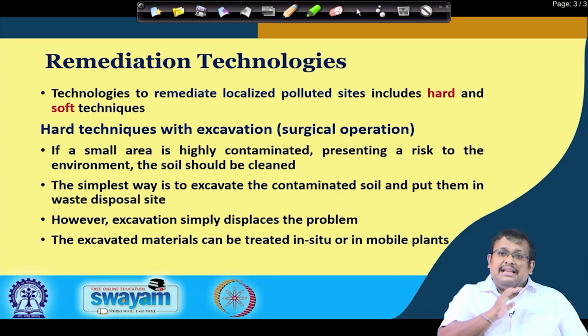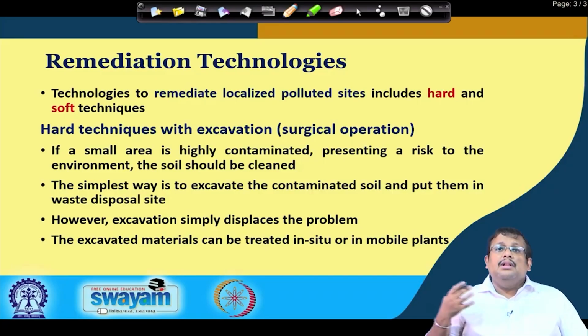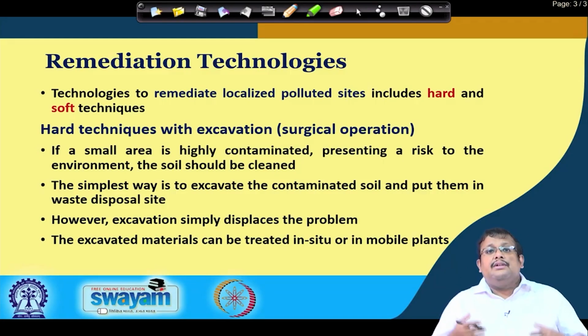Let us consider that there is an area where the soil is highly contaminated and we have to clean the soil. This is an example of localized pollution, and the simplest way is to excavate the contaminated soil and put it in the waste disposal site.